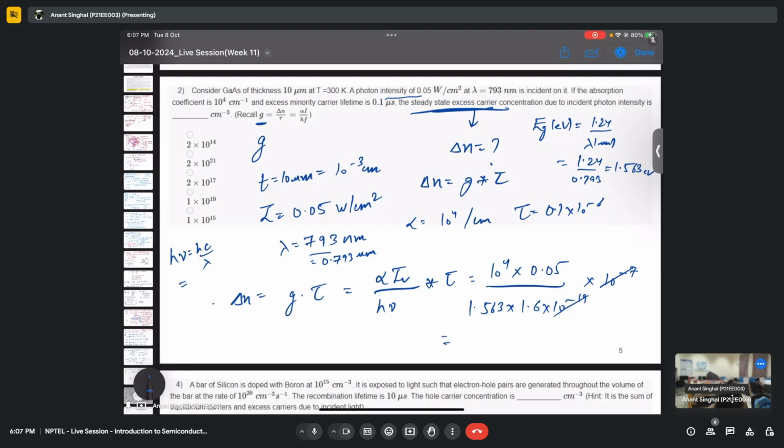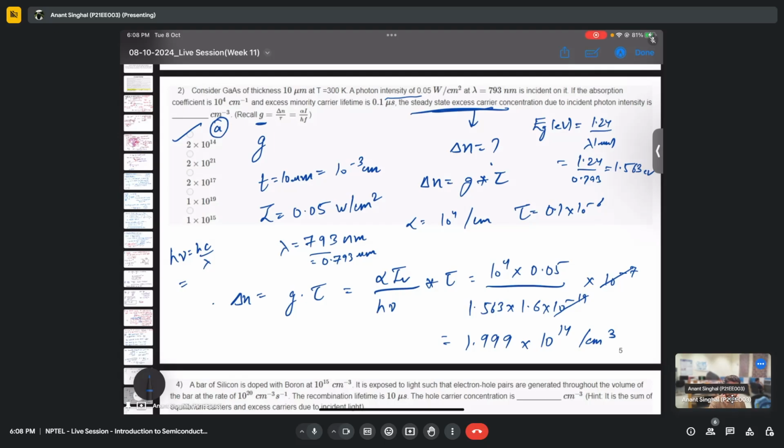What are the options? Okay, so I need to solve this. Let's say 14, 5 divided by 1.6. So I'm getting 1.999, and it's for 14. And the unit will be, since it is multiplied by time, per centimeter cube. Is there any option like that? Okay, yeah. So 2 into 10 to the 14, option A is the correct answer.